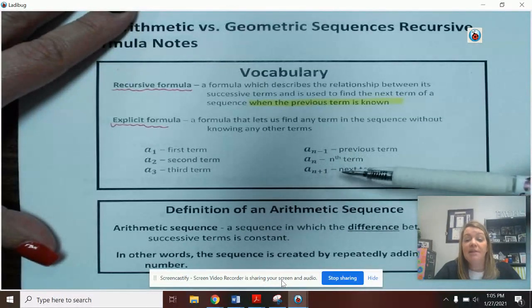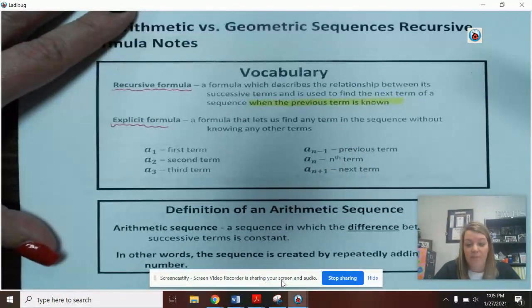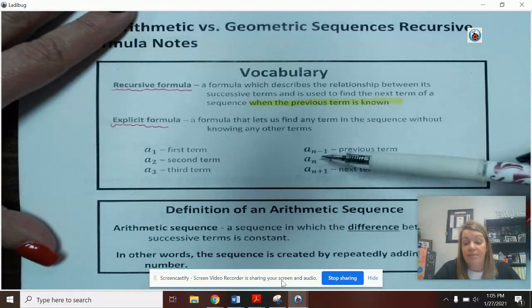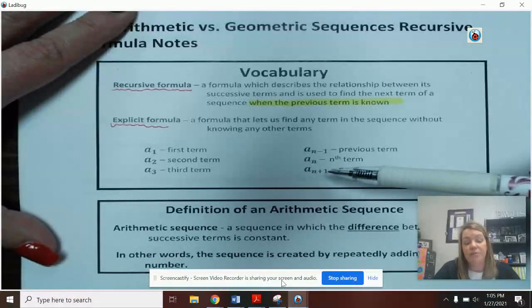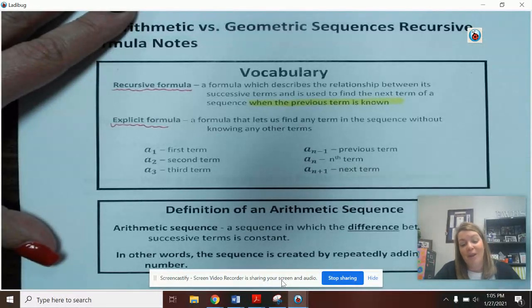And a sub n plus 1, that means the next term. So it'd be the term after. So if it's a minus 1, it's the term before. If it's a plus 1, it's the term after. Okay.